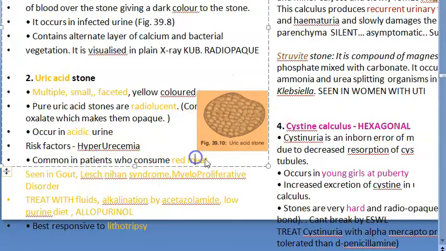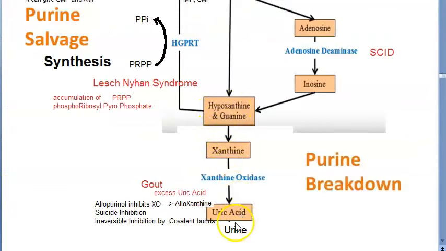Okay, so guys, what you should understand here is uric acid. So it is an acidic stone, right? It will occur in acidic urine. The risk factors for uric acid stone are hyperuricemia. So you will see it in gout. We already told you about the metabolism of purine. There you will see hypoxanthine becoming xanthine, becoming uric acid. There will be more uric acid in gout.